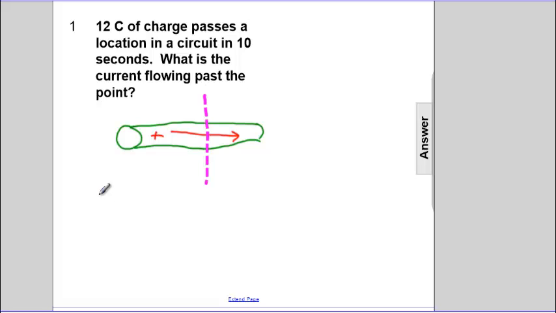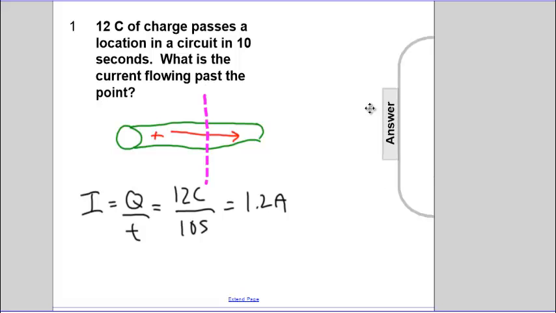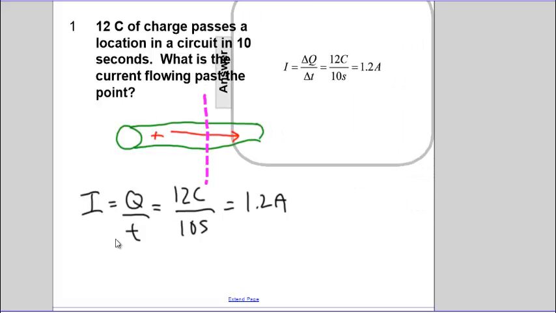So we can apply the equation or define it and then solve this. Current is how much charge goes through a wire per unit time. The amount of charge is 12 coulombs. The amount of time is 10 seconds. So we have 12 divided by 10, that's 1.2 coulombs divided by seconds, which are amps. Let's reveal this answer. And there we go.